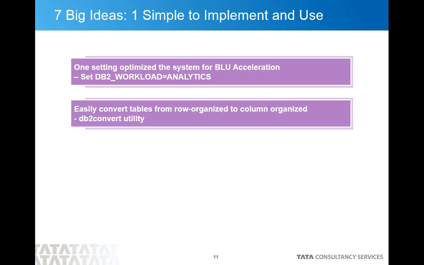And if you want to know what are the tables which we should convert in order to gain some performance, we can make use of a tool, an Optim tool, known as Optim Query Workload Tuner. It will help us to identify the tables which can be converted to column organized tables, and also it will tell us the percentage of performance that we can improve after converting it to column organized tables.